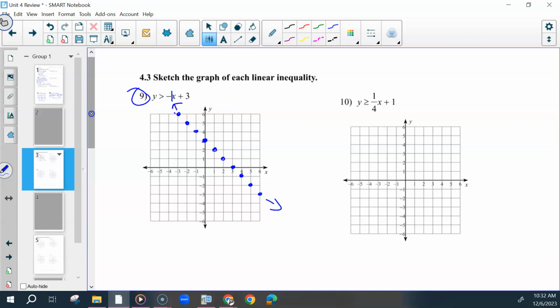If this is greater than, would that be shaded above or below? Above. Above would be up here. Greater than is above, yes. Because it's strictly greater than, it's also dashed. Other questions on that one? That is it.